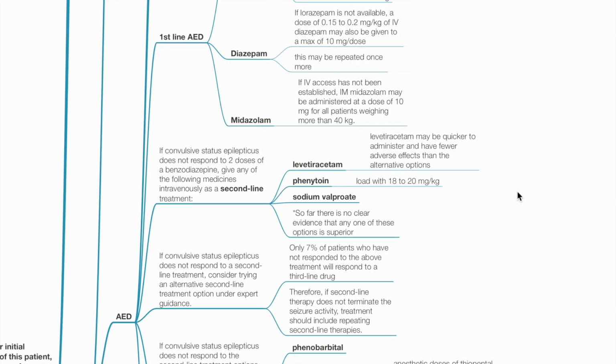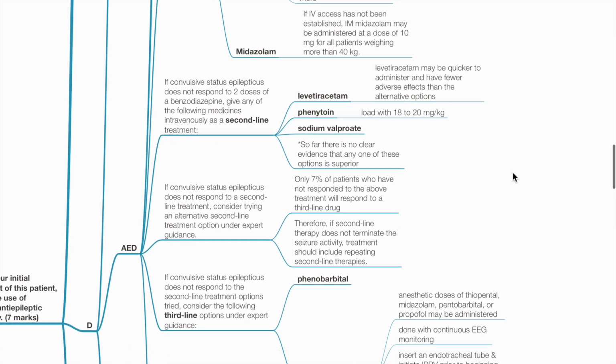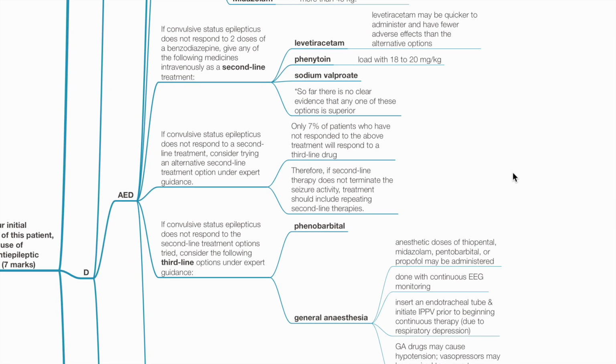If convulsive SE does not respond to 2 doses of benzodiazepine, second-line treatment includes levetiracetam, phenytoin, and sodium valproate. Levetiracetam may be quicker to administer and have fewer adverse effects compared to the alternative options. So far, there is no clear evidence that any one of these options is superior. If convulsive SE does not respond to a second-line treatment, consider trying an alternative second-line treatment option under expert guidance.